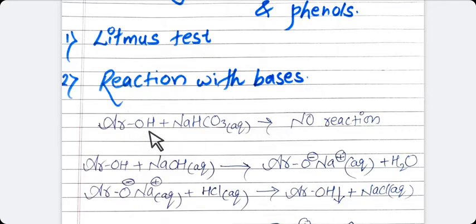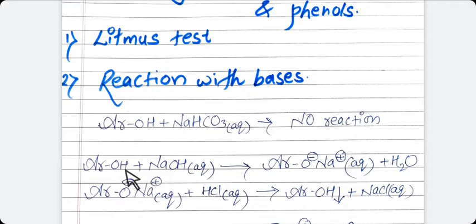Second test is reaction with base. Acidic strength of phenol being very low, phenol cannot react with sodium bicarbonate, but it reacts with sodium hydroxide, means NaOH.